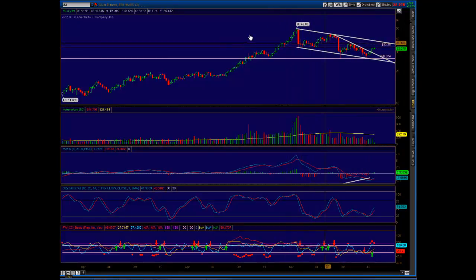Again, when we put a resistance line, you see this resistance line has been touched quite a few times, right over this area now. You see there's the pause again that we're looking at.